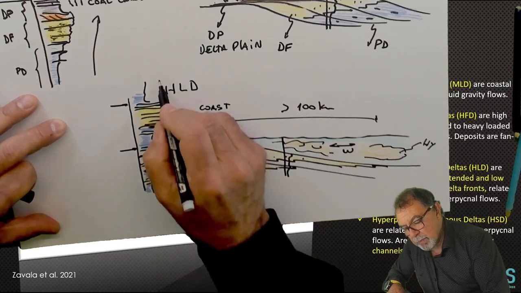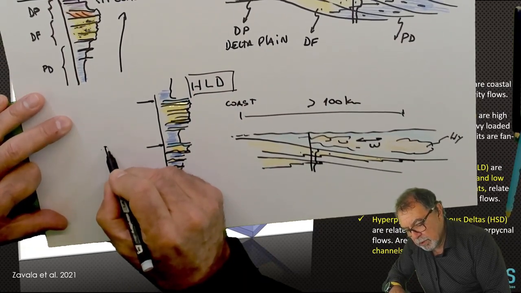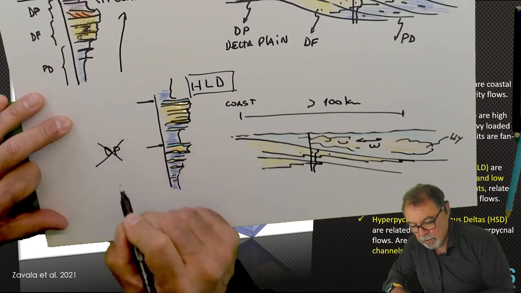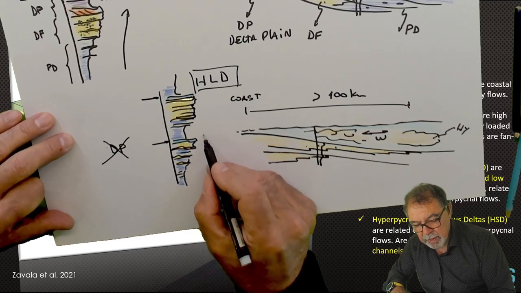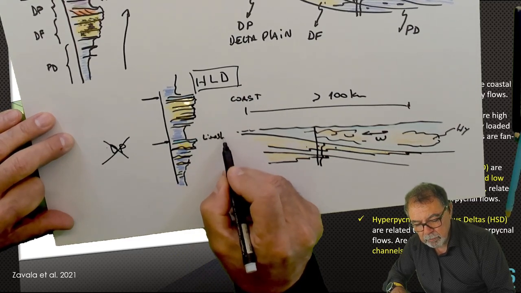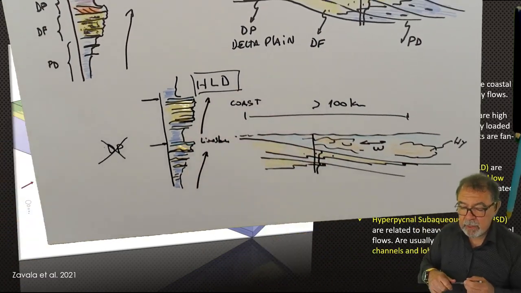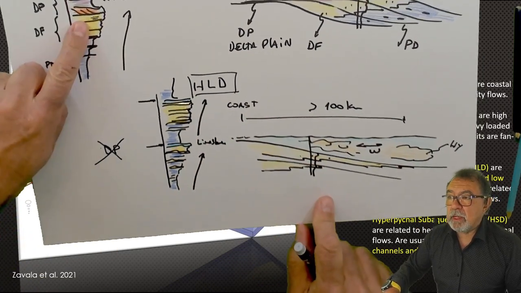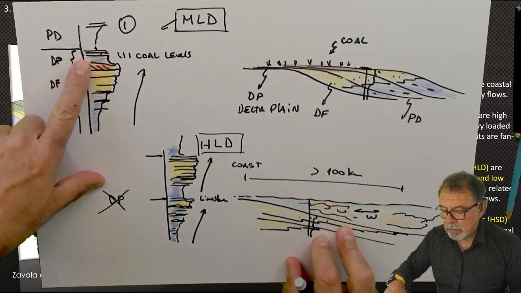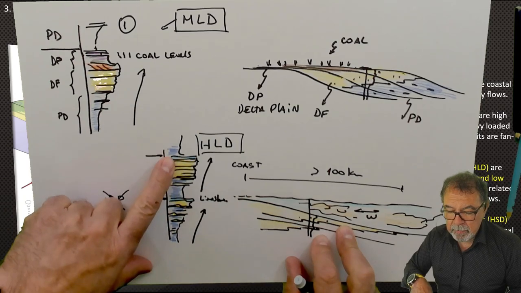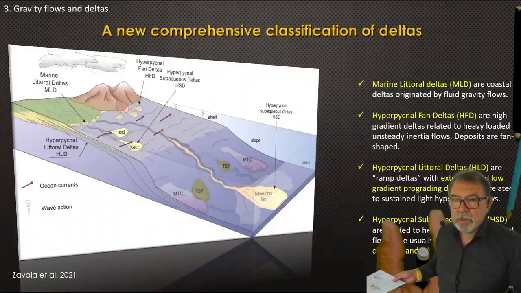So in hyperpycnal littoral deltas, we don't have delta plain on top. Just in some cases you can have limestones. The shape and the stacking is similar to marine littoral delta, but in contrast, in marine littoral delta we have delta plain. In hyperpycnal littoral deltas we don't have delta plain on top.